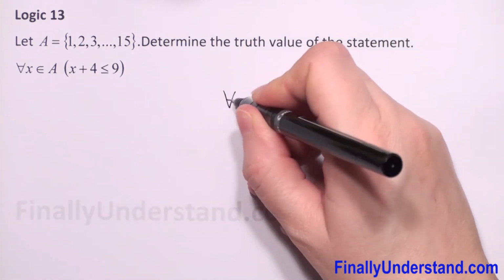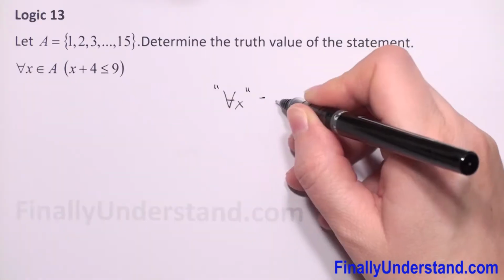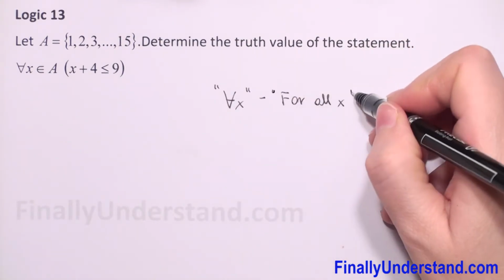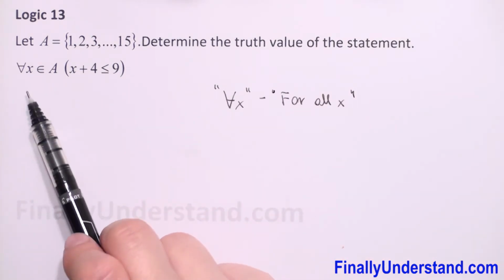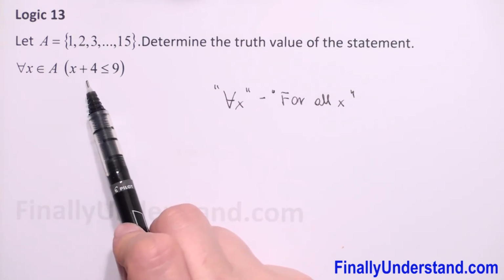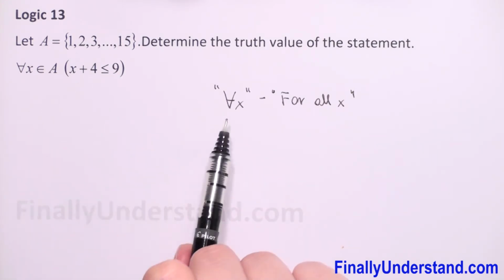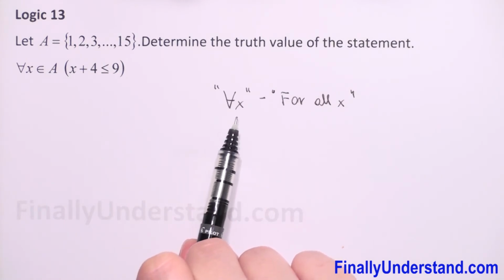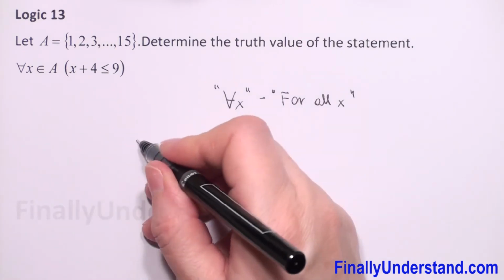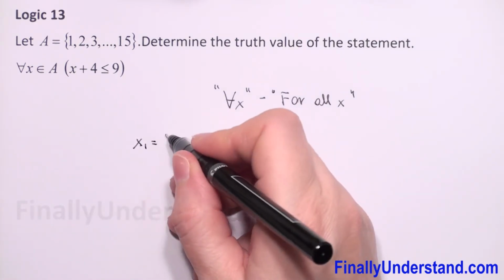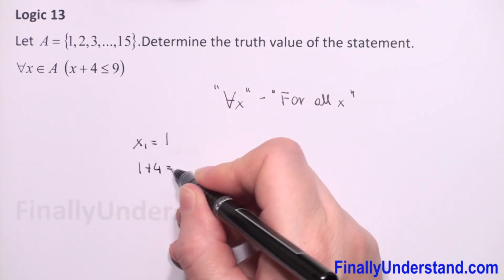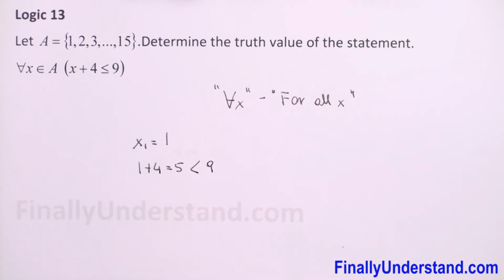So let's write this. This means for all x's. So from all x's from this set, this inequality must be true because we have this symbol for all x's. So let's check. When we will take x1 equal 1, we will have 1 plus 4 is equal 5 is less than 9.